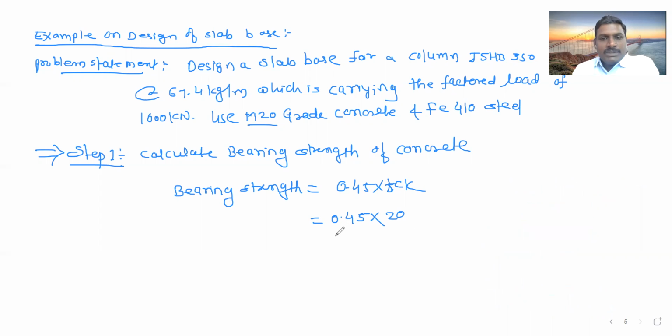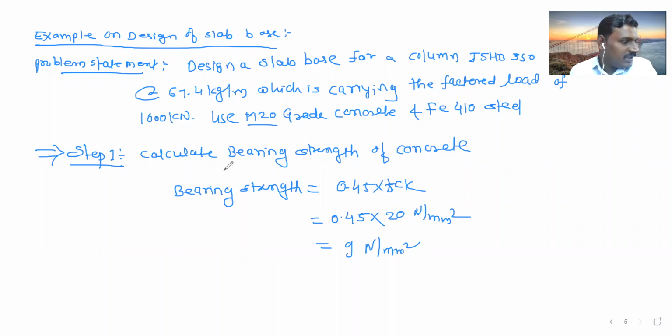Okay, so how much is this value? It is 9 Newton per mm square, because the unit of fck of 20 is Newton per mm square. So 9 Newton per mm square. So this is step 1.